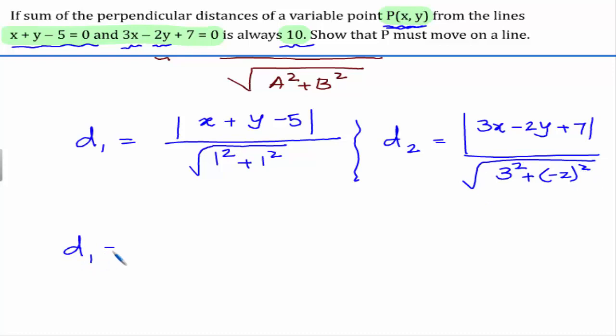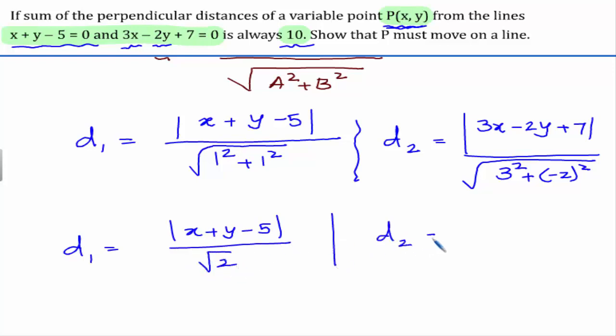So d1 will be modulus of x plus y minus 5 by root 2, and d2 is modulus of 3x minus 2y plus 7 by, this is 9 plus 4, which is root 13.